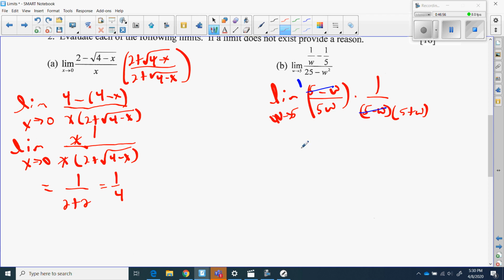Make w go to 5. So in the numerator, there's nothing left but a 1. 5 times 5, that's 25. 5 plus 5, that's 10. Final answer, 1 over 250.